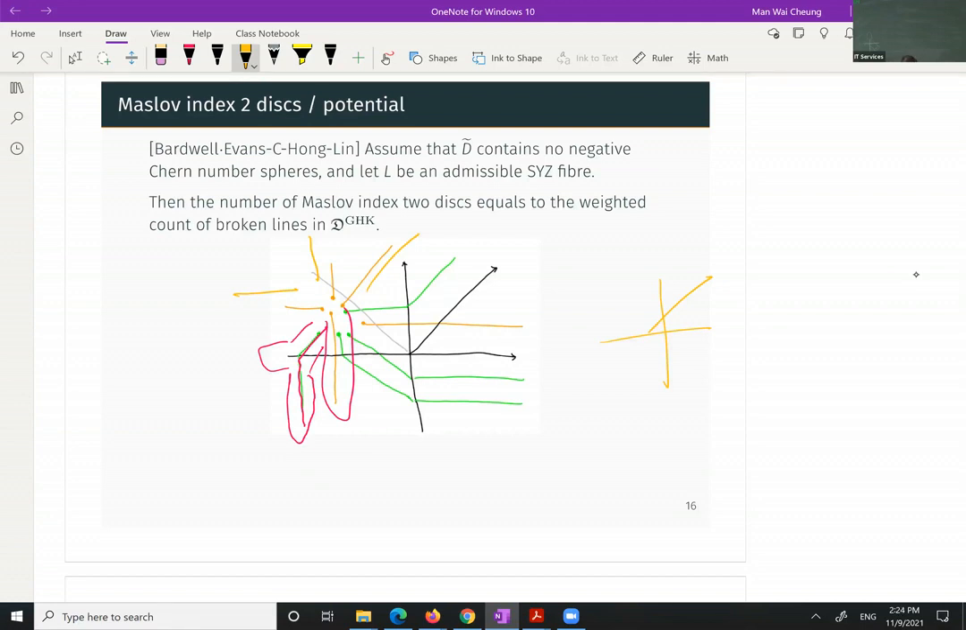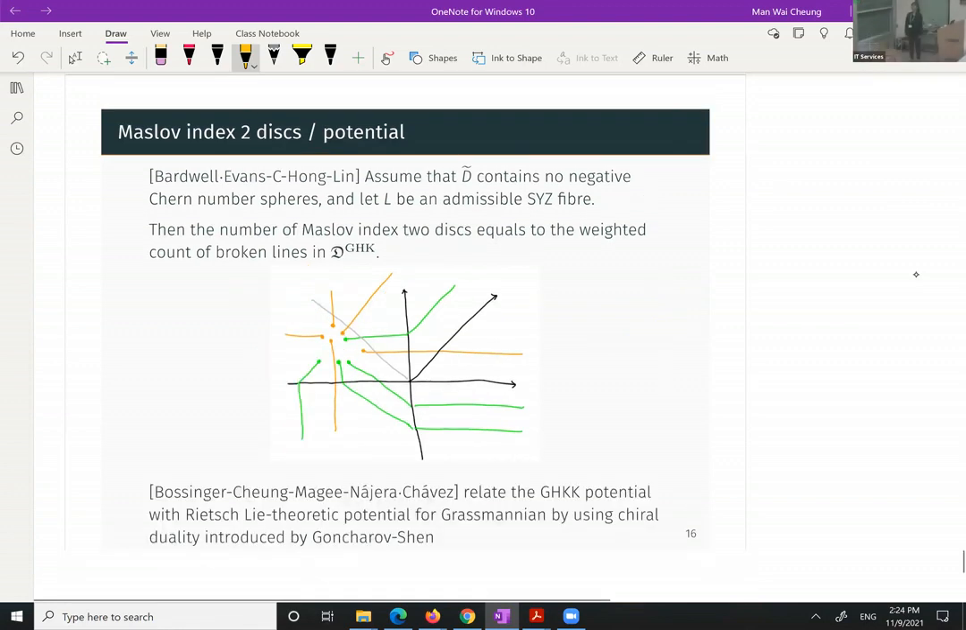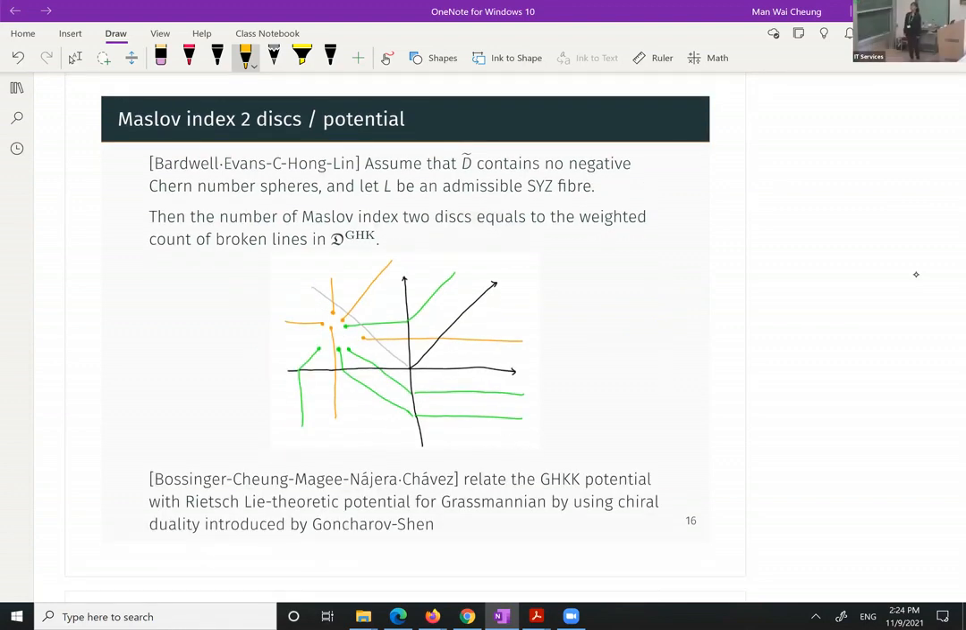So what we literally establish is the potential for all those cases. One thing is that, as an introduction for the next speaker, there's a separate project with Laura Bossinger, Tim McGee, and Veda Lajeta. What we show is we relate this construction, the GHKK potential, with the Koenig-Ridgely theoretic potential for Grassmannian by using the CARW duality introduced by Gong-Chen, which is the next speaker.